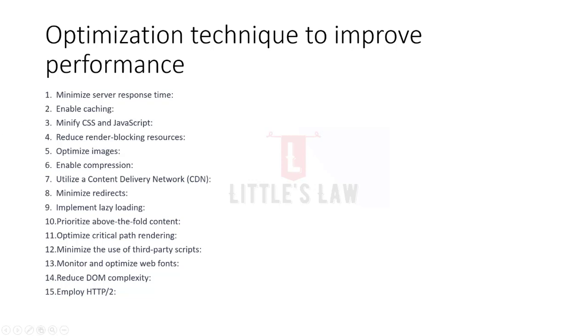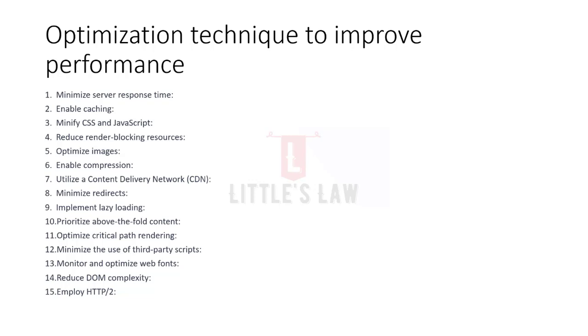And then the fifth option, which is optimizing images. Compressing and optimizing images will reduce the file size without significant loss of quality, by using modern image formats such as WebP and considering lazy loading images to load them only when they come into view. And then when it comes to enabling compression, we enable gzip or brotli compression on the server to reduce the size of the transferred data, resulting in faster downloads.